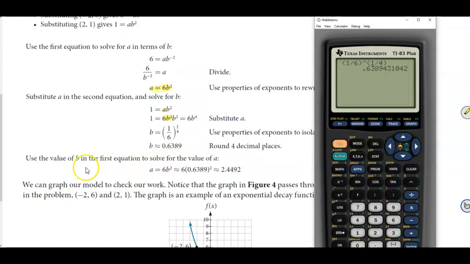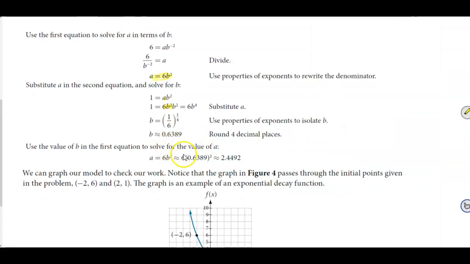So now we're going to substitute this value that we got for b back into the first equation to solve for the value of a. So a is going to equal 6 times b^2, which is approximately 6 times 0.6389 squared, which is approximately 2.4492. So we were able to find the value of b and the value of a by using those 2 points.